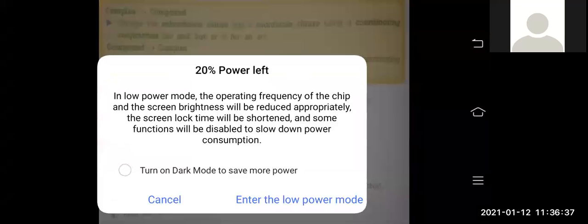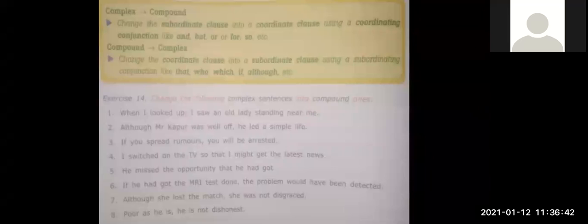If it is changed, this becomes your compound sentence. And when you change a compound sentence into complex, change a coordinate clause into a subordinate clause. You have to see what the main clause is and then what its coordinate clause is. When you find the coordinate clause, we will change that coordinate clause into a subordinate clause. After changing, this one becomes the complex sentence. Let's go to the first sentence of this exercise 14. Change the following complex sentences into compound ones. Let's go to the first sentence.